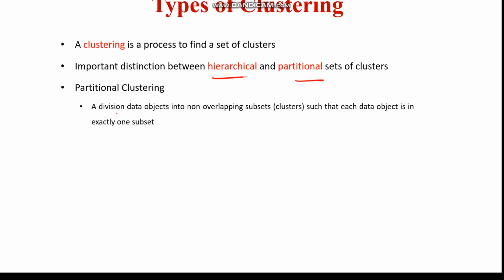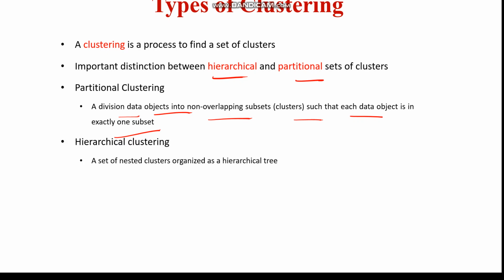Partitional clustering is a division of data objects into non-overlapping clusters such that each object is in exactly one subset. We are dividing the data into different partitions, different groups. That is a partition. Making the partition is partitional clustering.